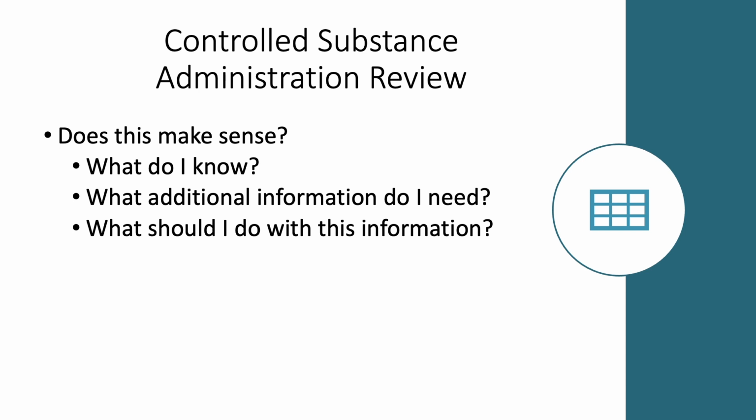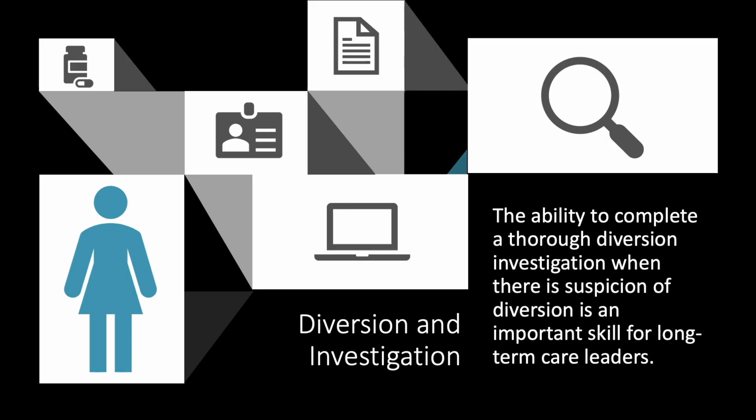You may end up with a few nurses to keep an eye on, or you may end up with someone whose administration patterns don't make any sense. In these cases, you will make a decision about how to manage the situation with the new information that you have. So we've looked at the upstream side of things, but what do you do when you have an incident, a report, or a suspicion that someone is diverting controlled substances in your facility?